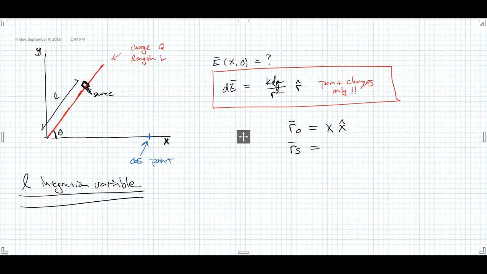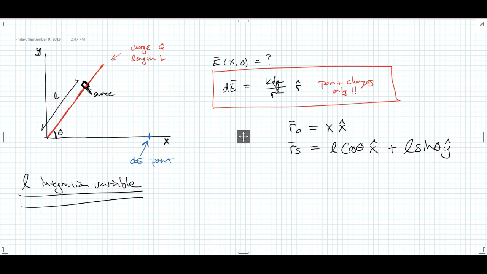Now for the source position vector. This line charge is oriented such that it makes some angle with the x-axis, so the x component of the position vector is L, how far it is from the origin, times cosine of this angle, and the y component is L times sine of that angle. So there are the two position vectors, and really that's the hardest part. Once I get those written down, everything else is just the same procedure.